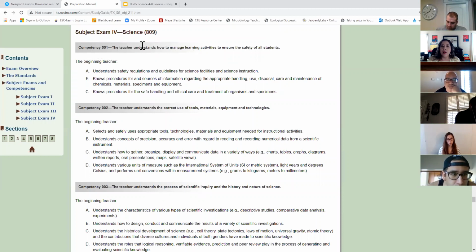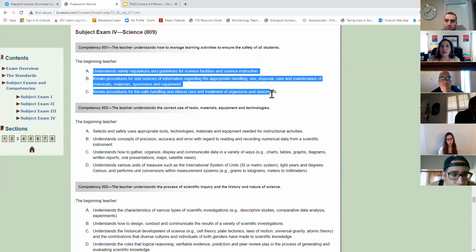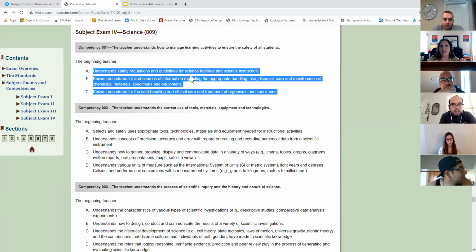You have your standards, so you have your competencies and then your descriptors. Just like in the TEKS Resource System, where you can go in and see all of the specific things you have to go over, that's similar to what these descriptors are. Obviously they're not as detailed, but they give you a good idea of what you should be looking up and researching, okay? For those of you who have already tested and have not been successful on the Science 4 through 8 or Science EC6 or whatever it may be, you can look at your report and it'll tell you which competency you didn't do well in.